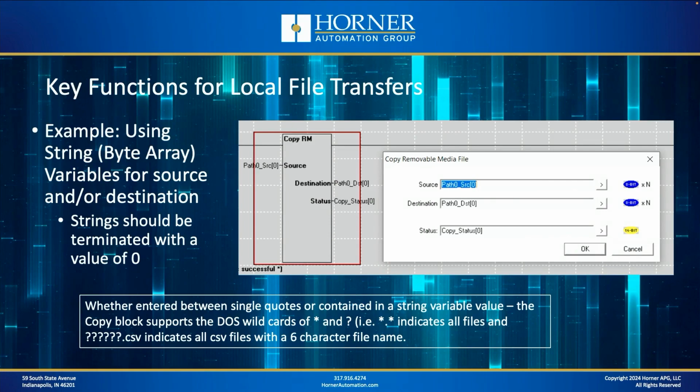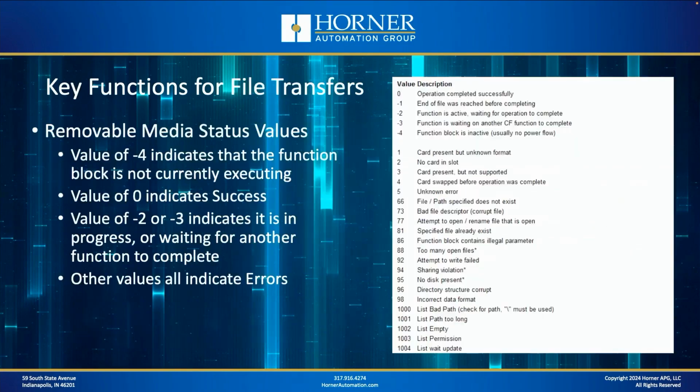So star.star would specify a whole group of files that you might want to copy. And then a series of question marks followed by .csv, for instance, could indicate a file name of a certain length with .csv as its type, as far as wildcard specifications go. So you do have some flexibility, whether you're typing it in manually between quotes or whether you're using those characters within your file names.